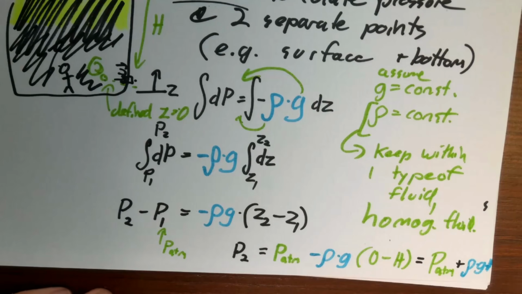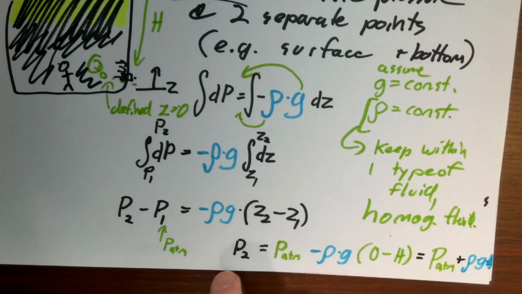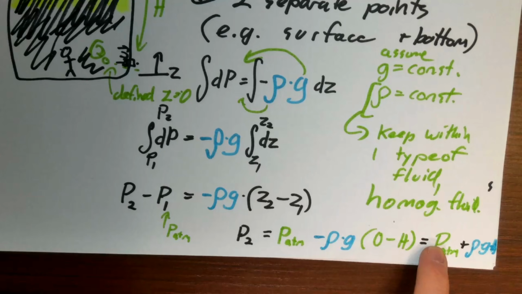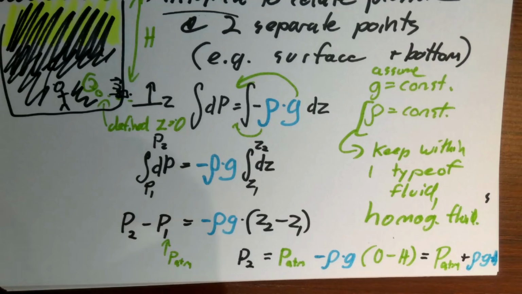Oops, sorry, I got cut off a little bit. Plus rho gh. That's an h over here. So what does this mean? The pressure at the bottom of my pool is higher than the pressure at the top of the pool by this rho gh quantity here.